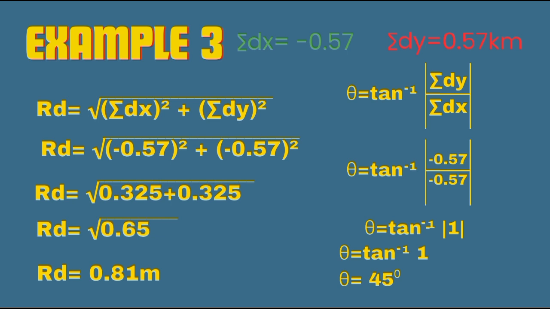And for the angle, tan⁻¹ of the absolute value of negative 0.57 over negative 0.57, which comes to 1 with the absolute value, which turns into positive as well. So tan⁻¹ 1 is equal to 45. So the angle would be 45 degrees and the radius 0.81 meters.